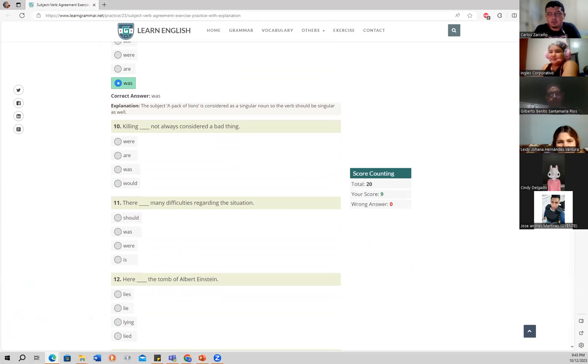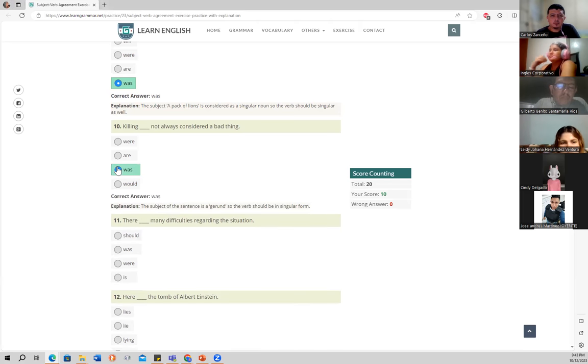Number 10. Killing. ¿Qué es killing? Si lo interpretamos, matando, matar. Killing was not always considered a bad thing. The subject of the sentence is a gerund, so the verb should be singular form. Okay? Good.